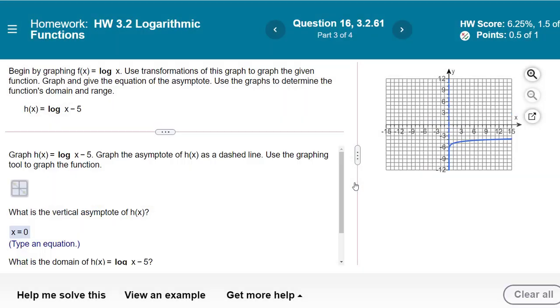So you're going to use shifting to do these just like before. Now in this case, since the minus 5 is on the outside, it's not in the log. If it was, it would have parentheses around it.